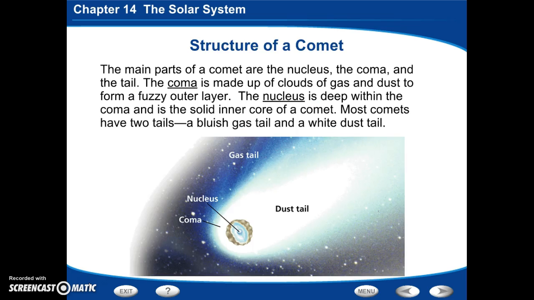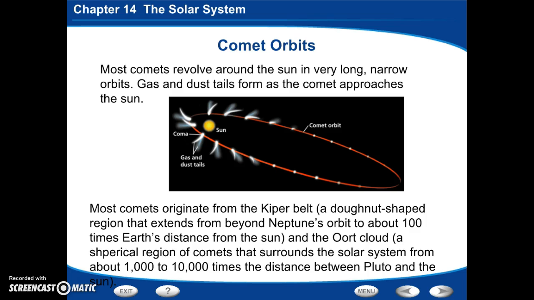So a comet is made up of three main parts. You have the coma right here, which is the cloud of gas and dust that forms a fuzzy outer layer. Inside that you have the nucleus, deep within the coma. And then you have a tail, and that usually has two tails: a bluish gas tail and a white dust tail.